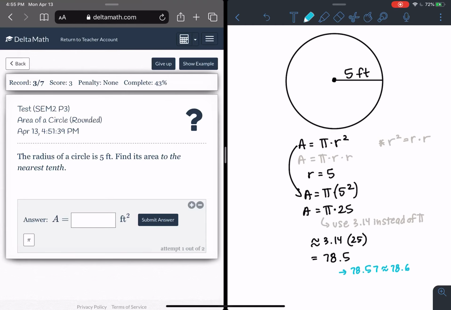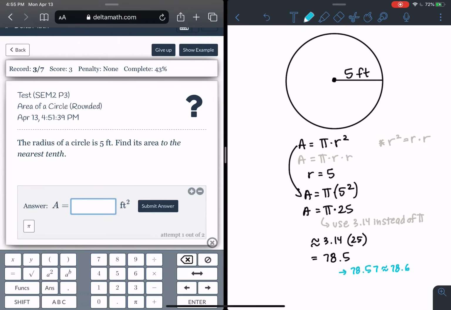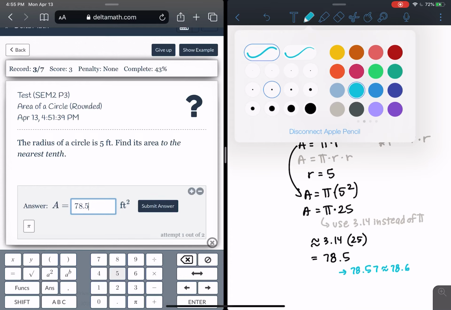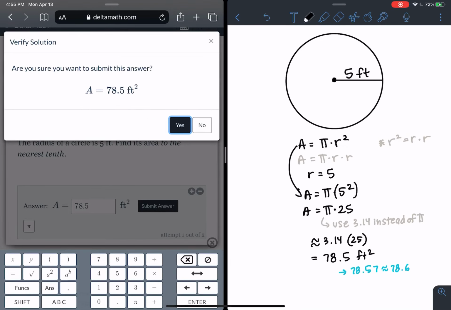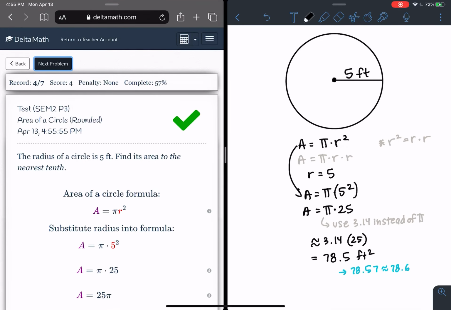All right. But so final answer here, we get 78.5 feet squared is your final answer. And let's see if we are correct. And there we go.